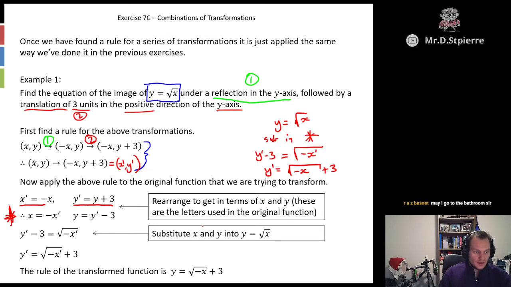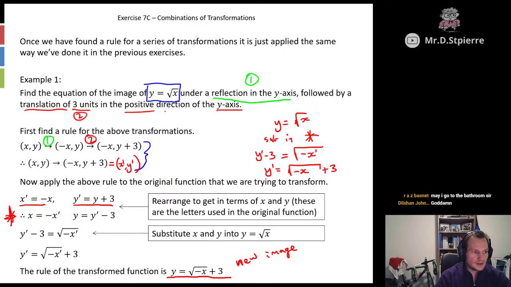So that gives us the transformed function, or what we've also been referring to as the new image of the function. So if you went to Desmos, typed in the original function, and then typed in this new image one, it would look just like the original, reflected in the y-axis, and then translated 3 units in the positive direction of the y-axis.